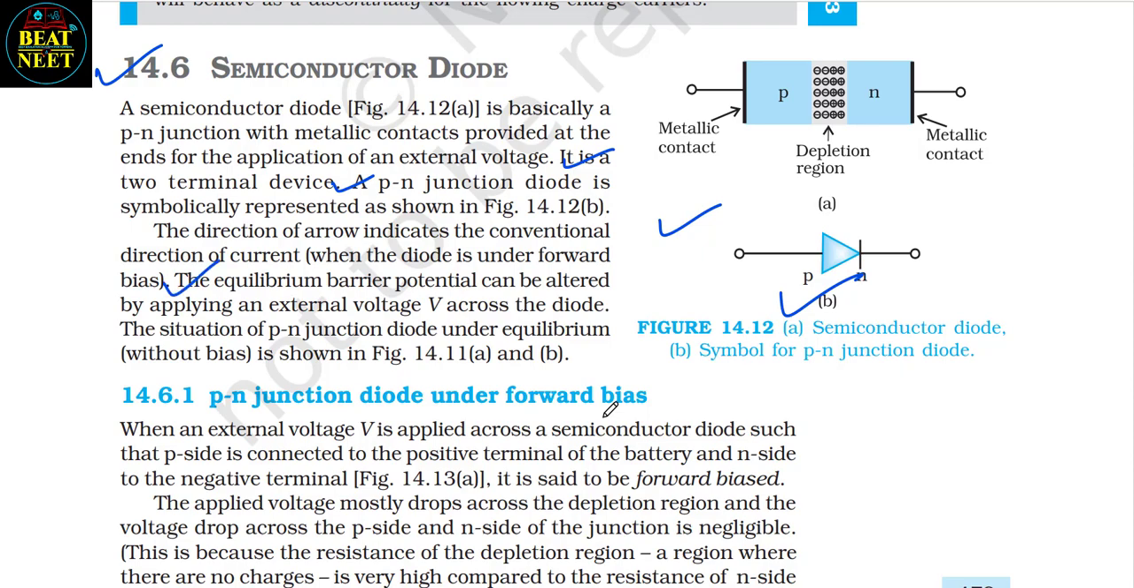The equilibrium barrier potential can be altered by applying an external voltage V across the diode. The situation of the PN junction diode under equilibrium without bias is shown in figure 14.11a and b. It was the previous figure.